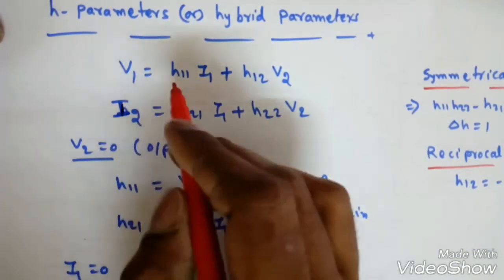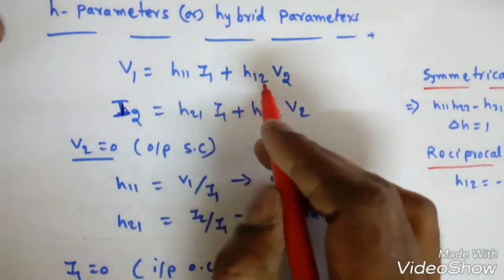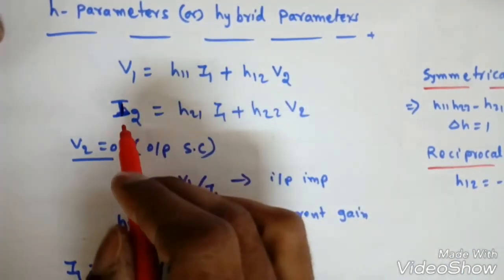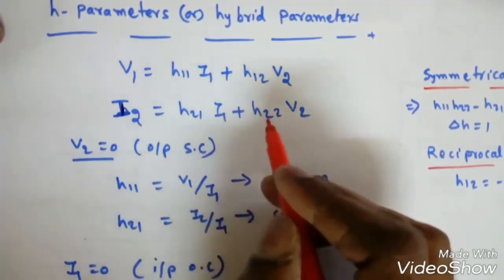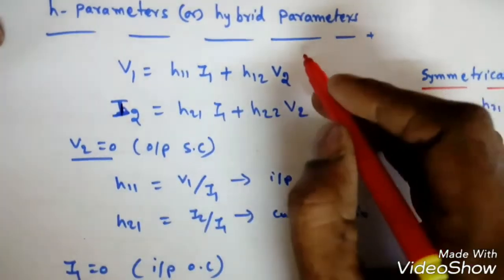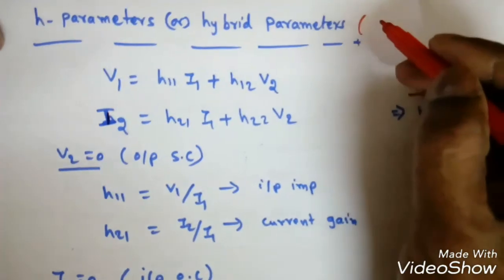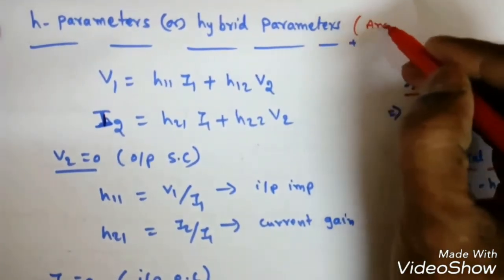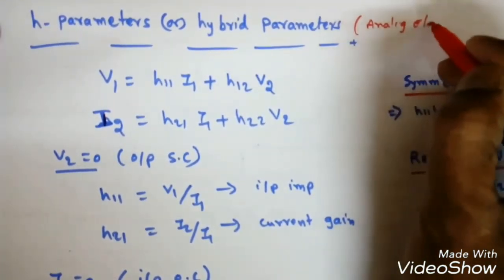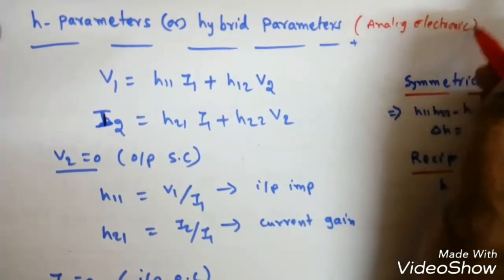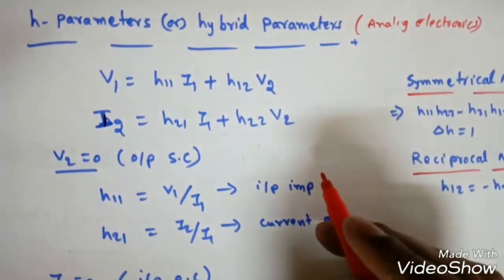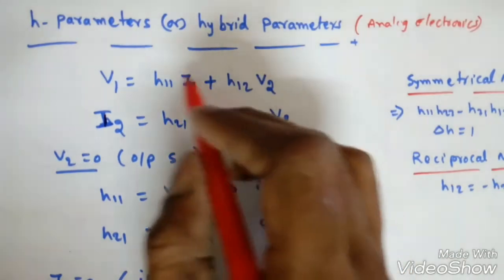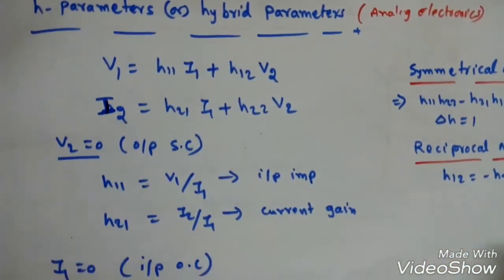So v1 is equal to h11 i1 plus h12 v2. Similarly, I2 is equal to h21 I1 plus h22 V2. These hybrid parameters are very helpful in analog electronics, right? Because there we have to find the input impedance, output admittance, and current gain or voltage gain.